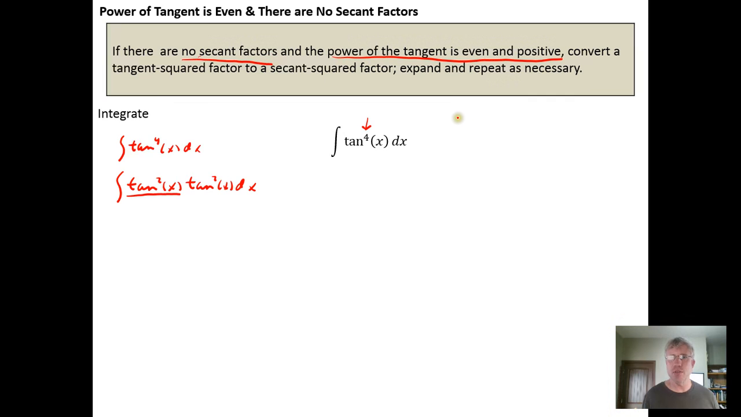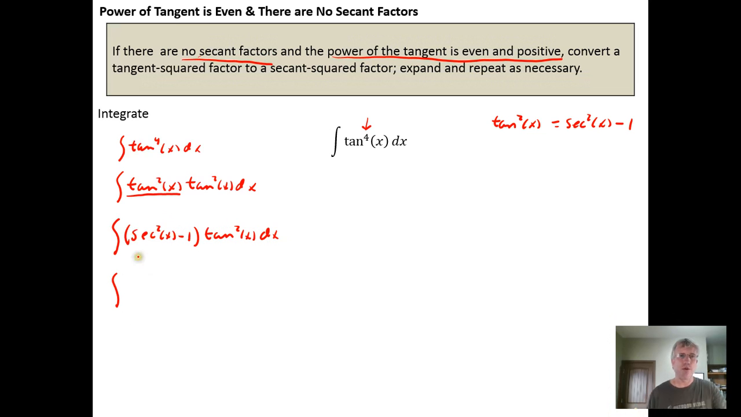So we know from previous videos that 1 plus the tangent squared of x is equal to the secant squared of x. So if we subtract 1 from both sides, we see that the tangent squared can be replaced with the secant squared minus 1. So we go ahead and make that substitution right here. So replace tangent squared with secant squared of x minus 1, still times the tangent squared of x, and it's still dx.